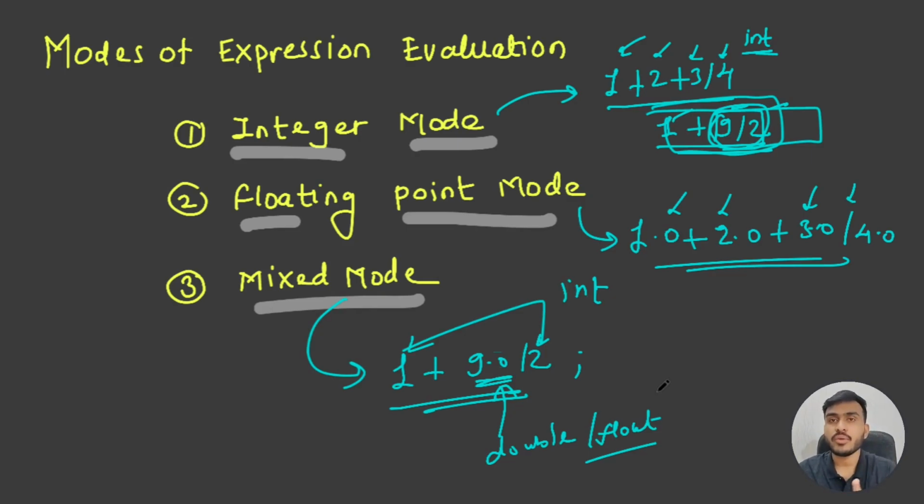Now what happens in the mixed mode of evaluation? In mixed mode, all the integers are converted to float and then the expression is evaluated. As a programmer we have written the expression like this, but while evaluating, all the integers will be converted to float and then the expression will be evaluated as if you are evaluating a floating point mode expression. That is what happens in the mixed mode of evaluation.